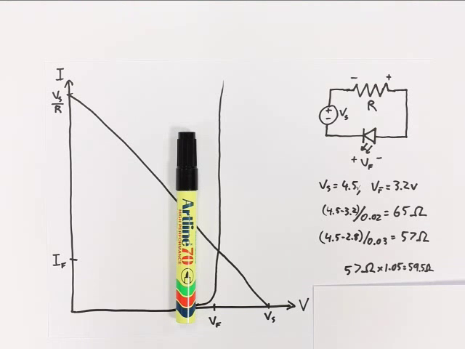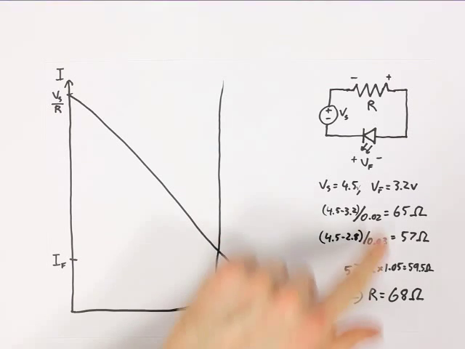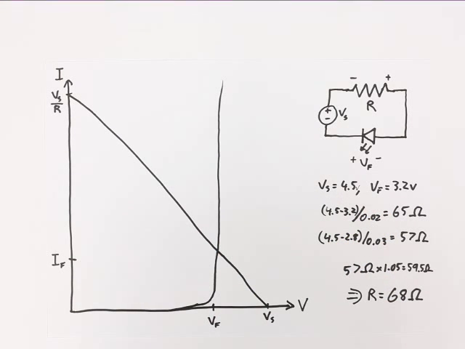And since resistors come in discrete values, the closest, or rather the next highest resistor I have available is a 68 ohm resistor, so we'll go with that. And as it happens, that's actually quite close to our initial resistor calculation.